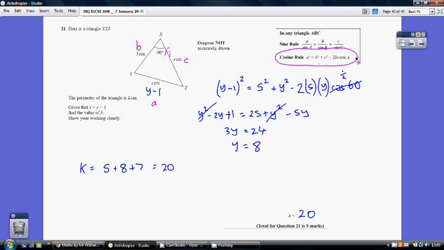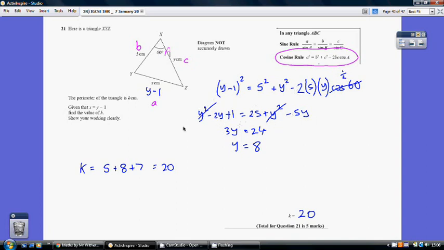So substituting into the cosine rule, I get a squared, which is y minus 1 all squared, equaling b squared, so 5 squared, plus c squared, so plus y squared, minus 2 times b, which is 5, times c, which is y, times cos of A, which is cos of 60. Now cos of 60 is a half. So I've got y minus 1 all squared, which is y minus 1 times y minus 1, which is y squared minus 2y plus 1, equaling 5 squared, which is 25, plus my y squared, and minus 2 times 5 times y times a half is minus 5y.